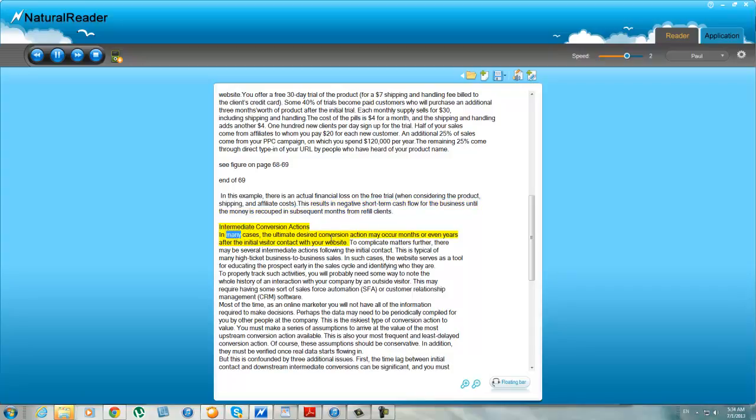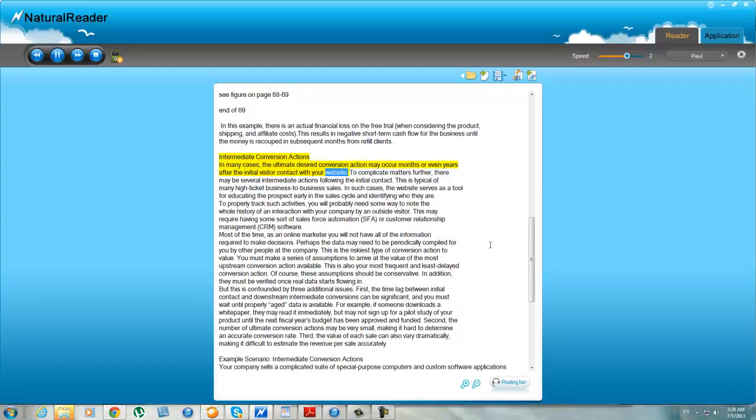Intermediate conversion actions. In many cases, the ultimate desired conversion action may occur months or even years after the initial visit or contact with your website. To complicate matters further, there may be several intermediate actions following the initial contact. This is typical of many high-ticket business-to-business sales.